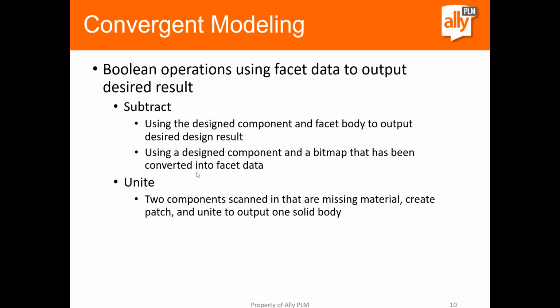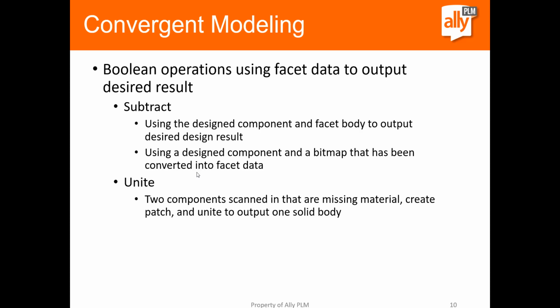So now we're going to look at Boolean operations. Boolean operations using facets to help output our desired design result. The first application we are going to look at is a subtract. The first example for subtract uses the design component and facet body to output our desired design result. The second example for subtract uses a design component and a bitmap that has been converted into a facet to help create complex geometry.